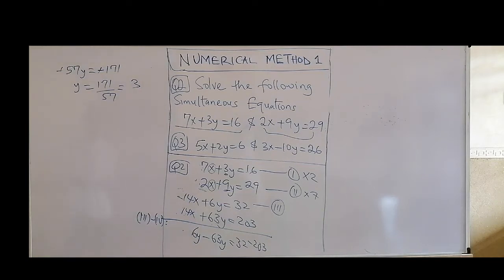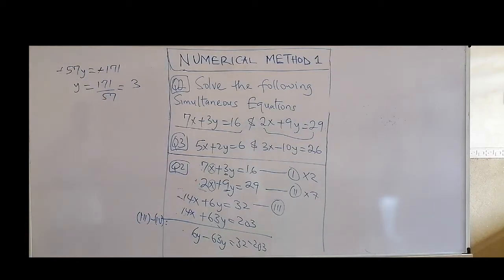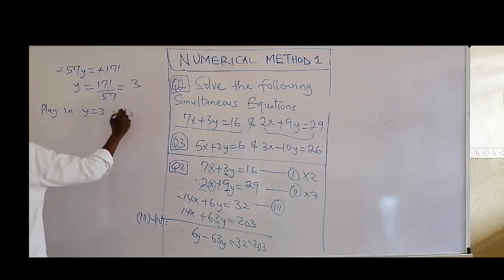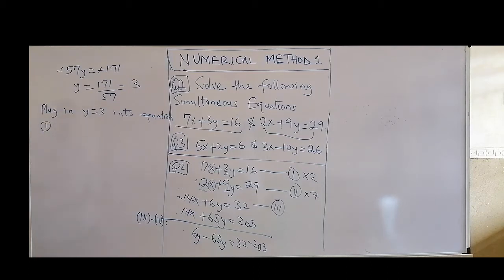What I'm using here is the elimination method. Once you have gotten one of the variables, you can substitute into either equation 1 or 2, or you can also use equation 3 or 4. The choice is ours. So plug y equals 3 into equation 1. My equation 1 is 7x plus 3y equals 16.